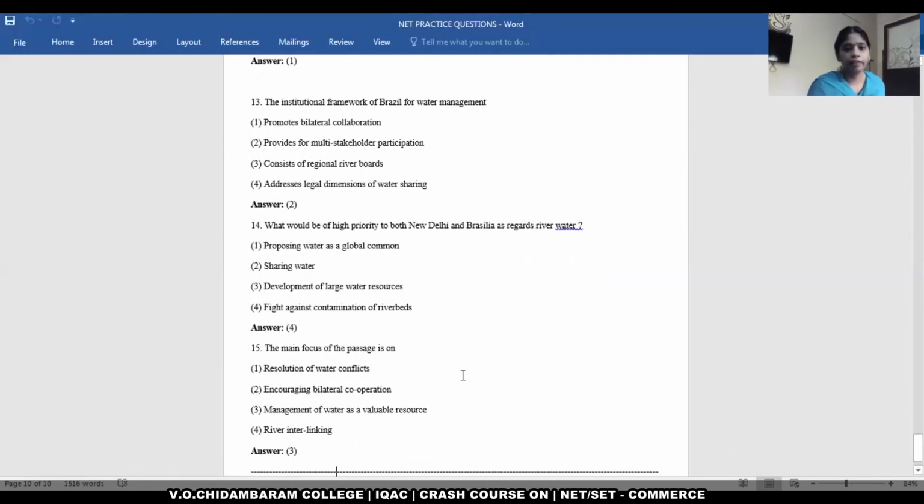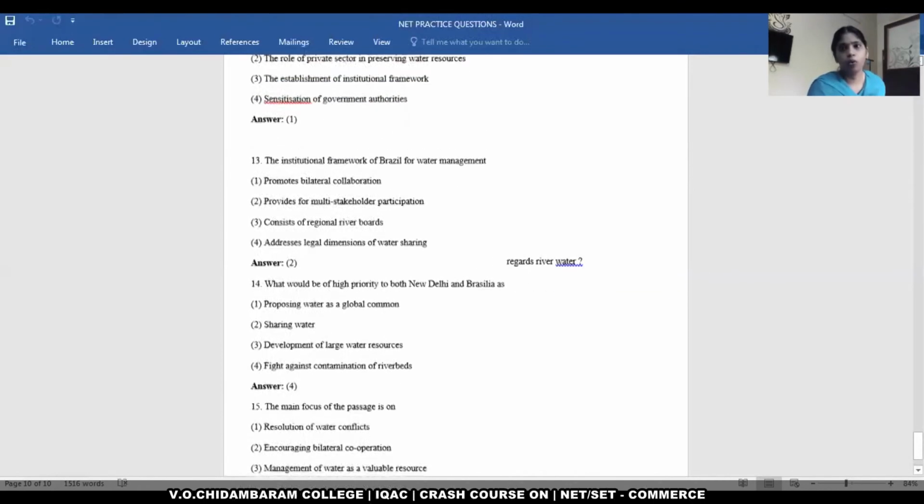Next, the main focus of the passage is on resolution of water conflicts, encouraging bilateral cooperation, management of water as a valuable resource, river interlinking. No need to go back to the passage because we know the answer. It's about management of water as a valuable resource. So third is the option.